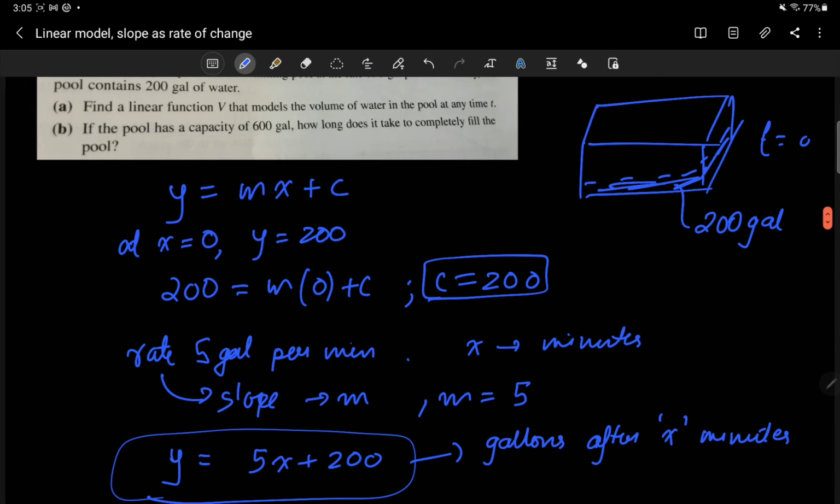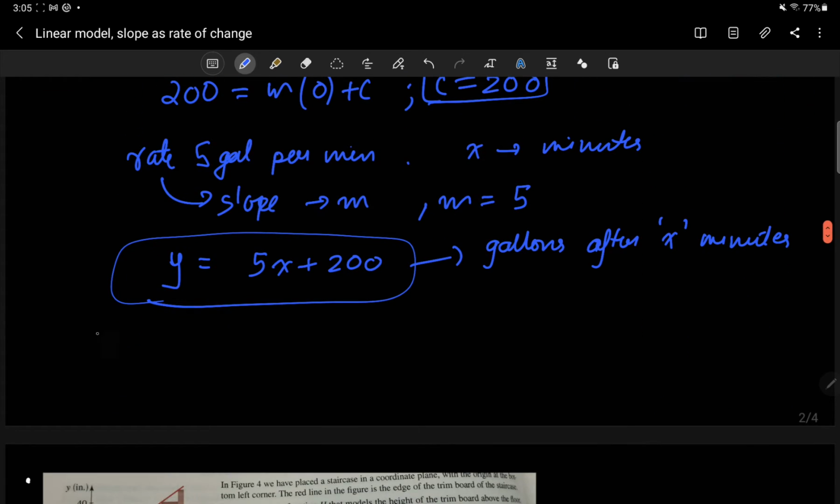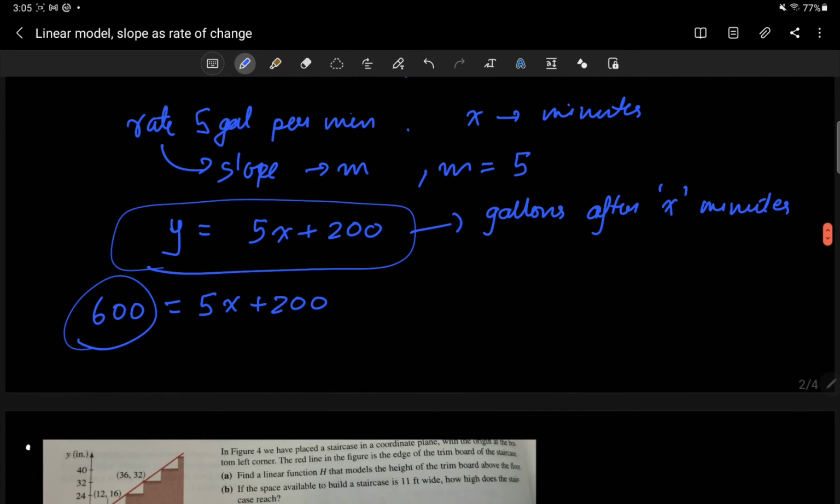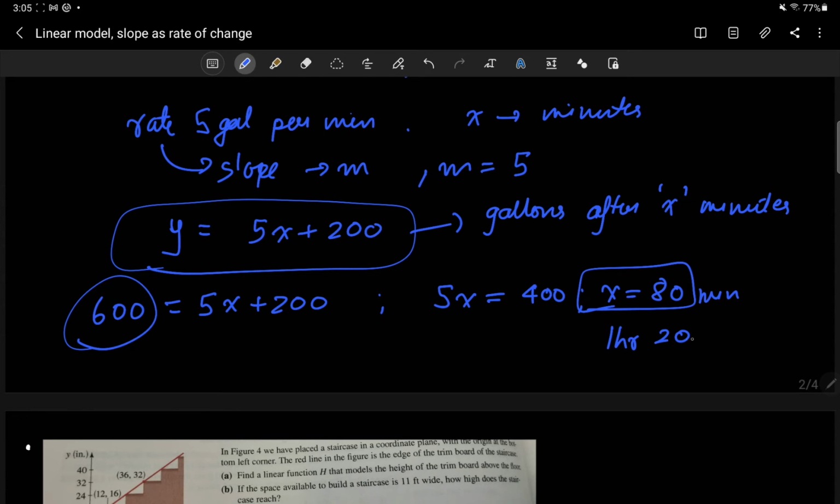Now it says if the pool has a capacity of 600 gallons, how long does it take to fill the pool? So that means we're trying to solve for what value of x this is equal to 600. That's the 600 gallons, how much water is required to fill the pool. And then we're just trying to find what value of x gives us that. So solving that gives me 5x equals 400 and x equals 80. This 80, remember, is in minutes. So it takes 1 hour 20 minutes in order to completely fill the swimming pool.